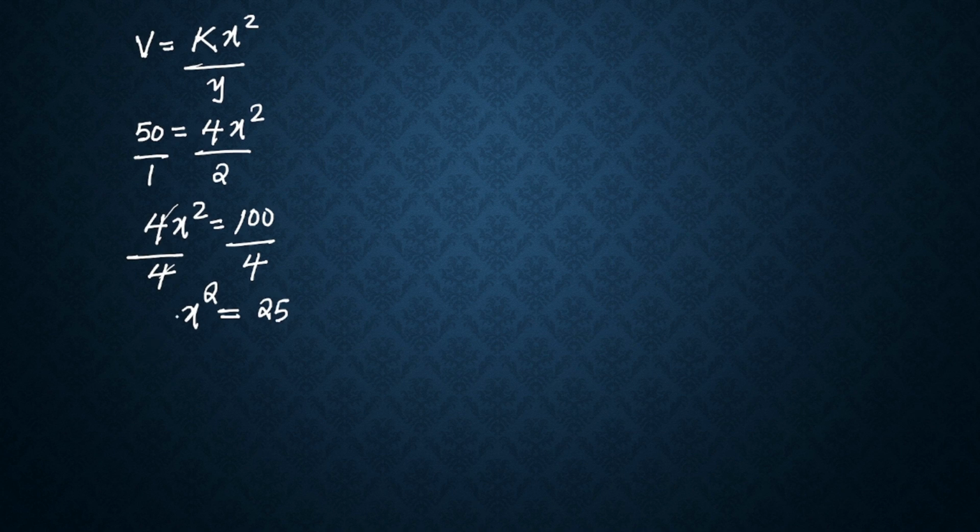So how do you remove the square? You square root both sides. Okay. Therefore, we can say that x is equal to the square root of 25. It's going to give us both the positive value and the negative value. So our answer is going to be positive 5 and negative 5.